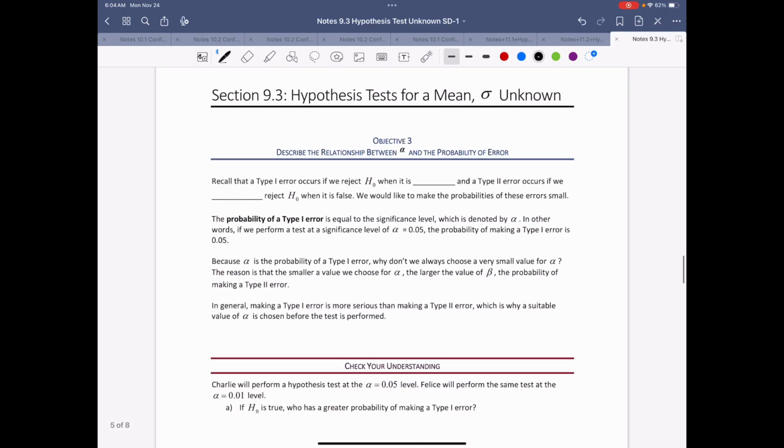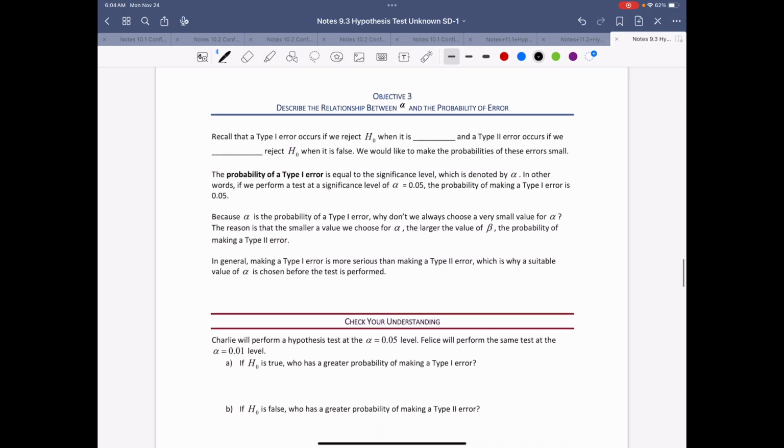Now, this next thing, I want to talk more about our errors. A type 1 error occurs if we reject H0 when it's true. It has to be true in order for it to be an error when we reject it. A type 2 error occurs if we fail to reject H0 when it's false. And I'd like to make the probabilities as small as I can of these errors.